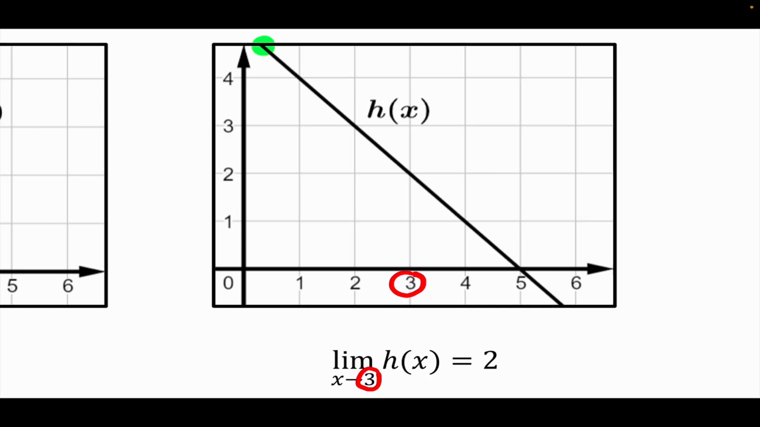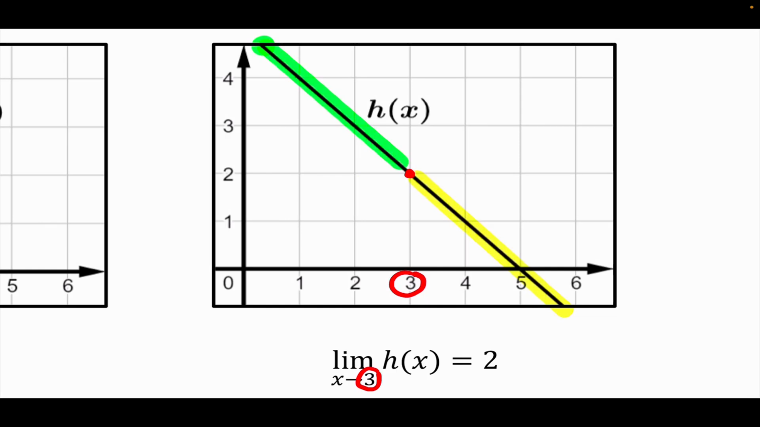All right, so let's start from the left side. So as I get closer and closer to x equals 3, what is the y value getting closer and closer to? 2, right? Now let's go to the other side. As I get closer and closer to 3, what is the y value getting closer and closer to? 2, which is why the answer is 2.